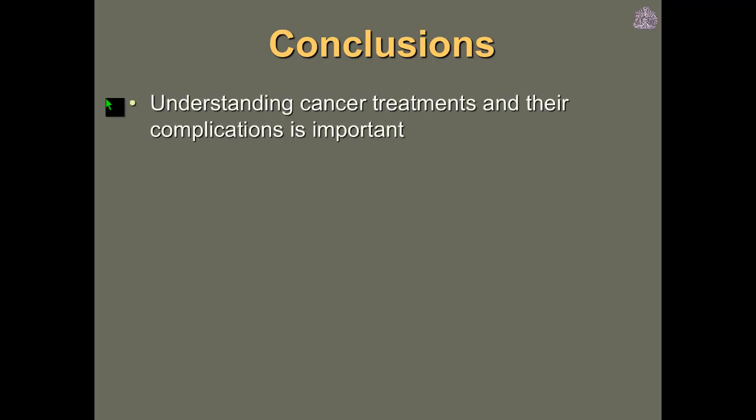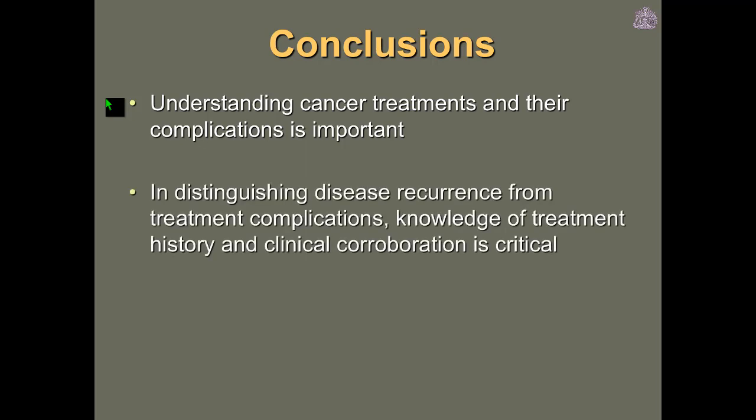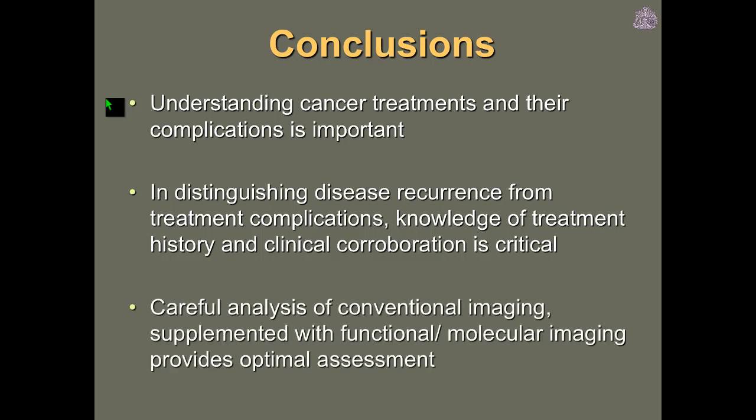So I hope in that short time I've shown you that understanding cancer treatment and the complications is important, and that in distinguishing disease recurrence from treatment complications, it is essential that you know the treatment history and the clinical findings or the corroboration. And careful analysis of conventional imaging supplemented with functional and molecular imaging provides optimal assessment.